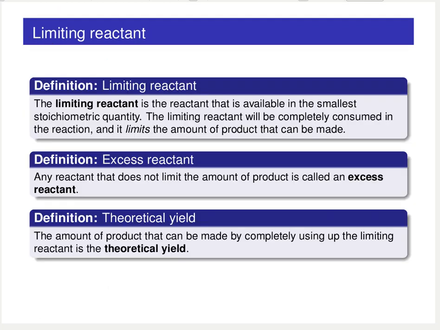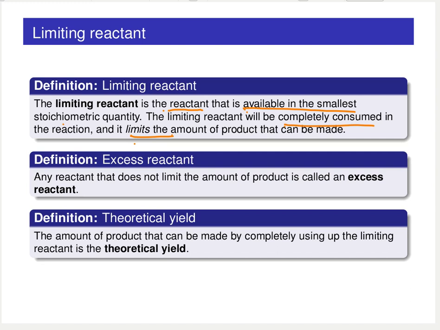The limiting reactant in any chemical reaction equation is going to be that reactant that is available in the smallest stoichiometric quantity. So that would be like the cheese in our previous example. And this limiting reactant will be completely consumed during the course of the reaction, and it's going to limit the amount of product that can be made.